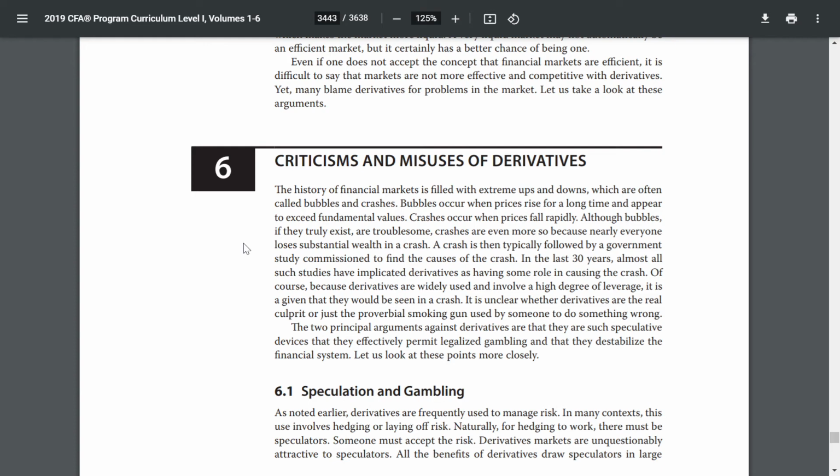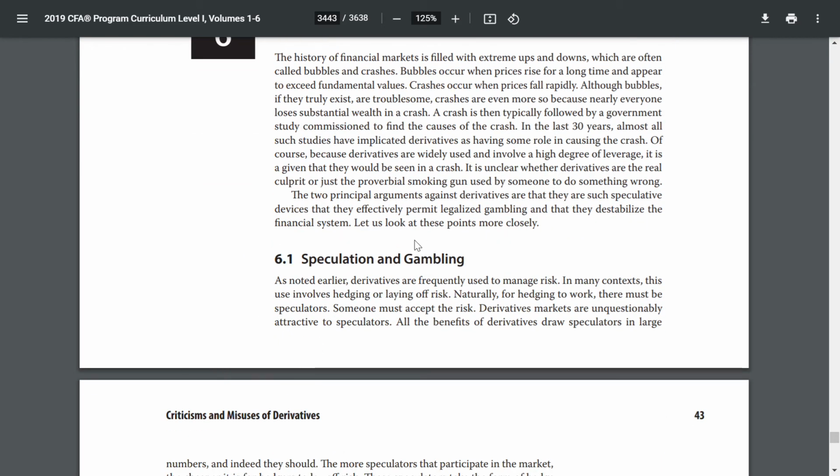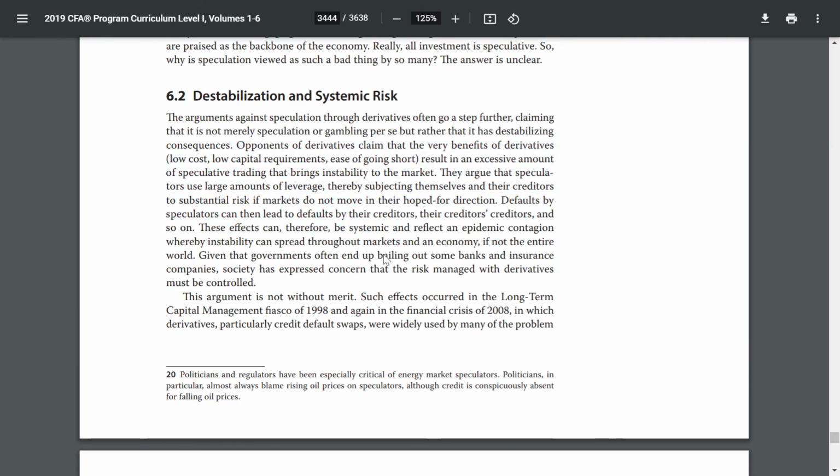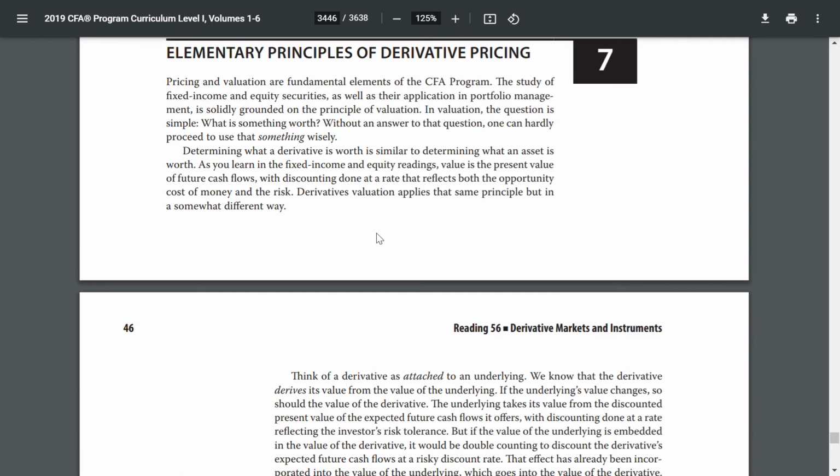The two principal arguments against derivatives are that they are speculative devices that effectively permit legalized gambling, and that they destabilize the financial system. Let us look at some of these points more closely: speculation and gambling, destabilization and systemic risk.